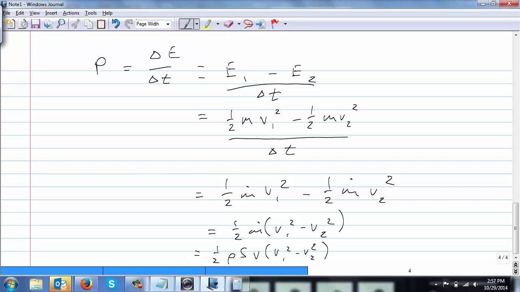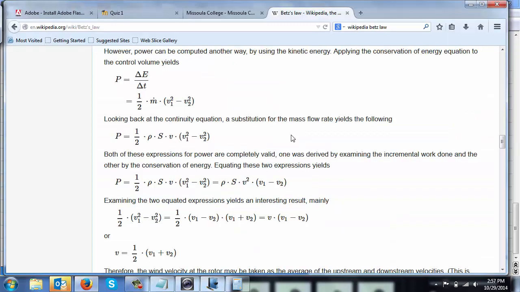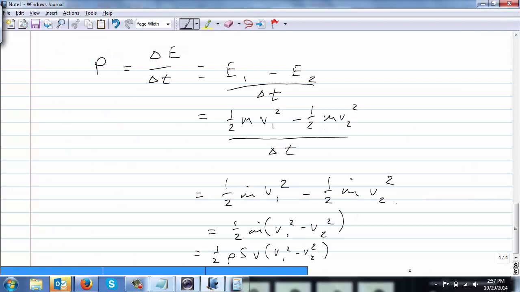Yeah, good point. Okay, now, what he says is, both of the expressions for power are completely valid. One was derived by examining the incremental work done, and the other one by conservation of energy. From there, we just set them equal to each other.